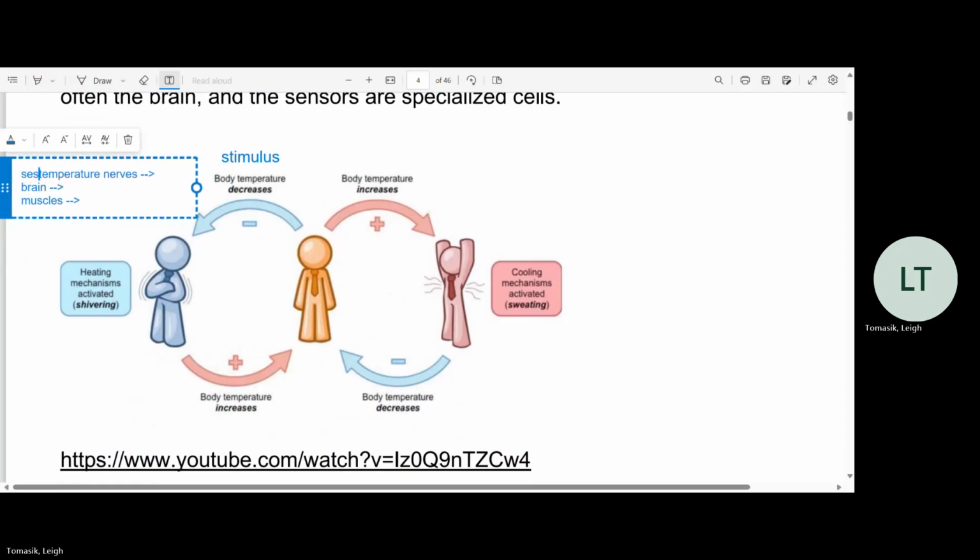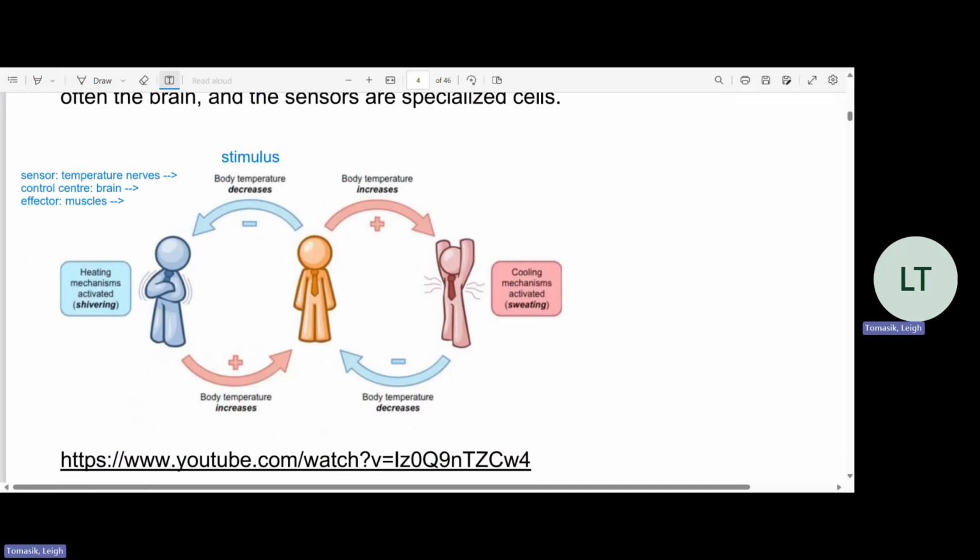So your sensor is your temperature sensing nerves, and your control center here is your brain, and your effector is your muscles. So your temperature nerves send a signal to your brain, which is the control center, which makes a decision like, yeah, this is too cold. Okay, let me do something about it. And that relays a message to your muscles. They are the effector. They're going to move back and forth rapidly, right?